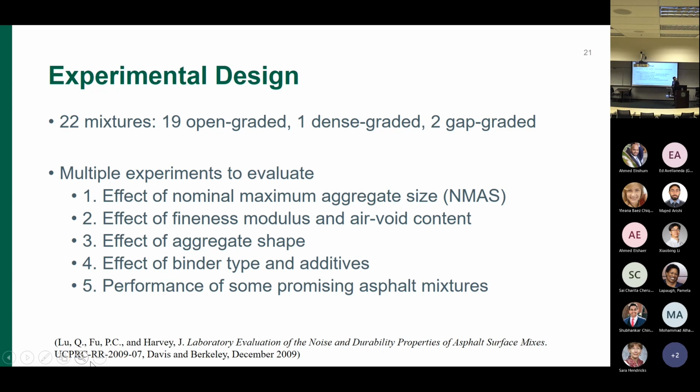We include over 20 different mixtures, with open-graded mixes and some dense-graded and gap-graded mixes, and we have multiple experiments to address different objectives: evaluating the effect of the maximum size of the aggregates, the aggregate content, the aggregate shape, aggregate type, additives, and some other porous mixtures.